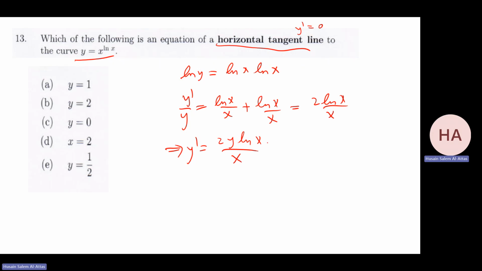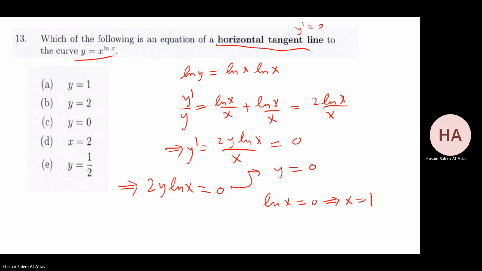We want this to be equal to 0. To solve this, where this equals 0, we have 2y ln x over x equals 0. So I have either y equals 0 or ln x equals 0. Ln x equals 0, I have x equals 1. If x equals 1, then y will be 1 to the power ln 1, 1 to the power 0, which is 1.